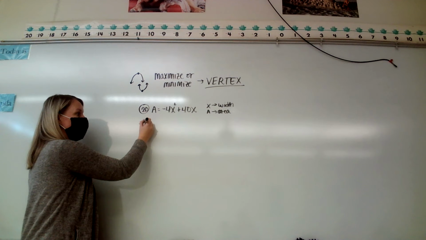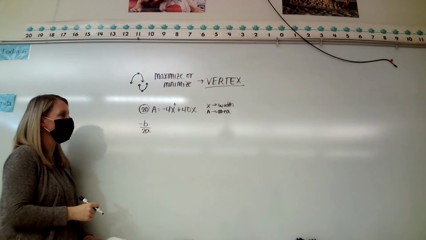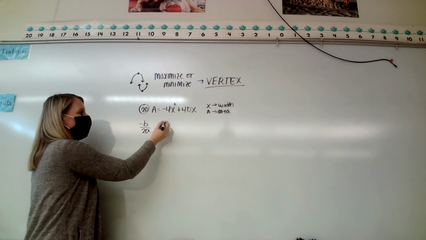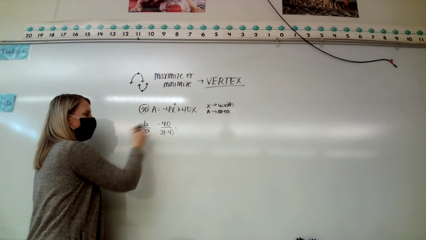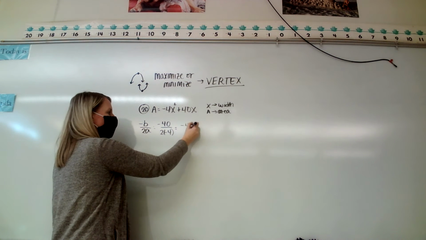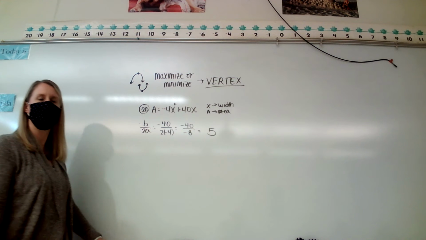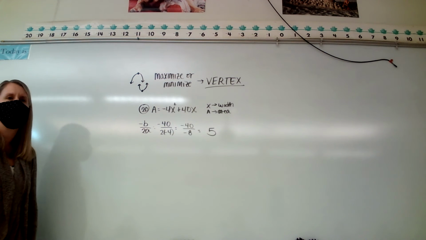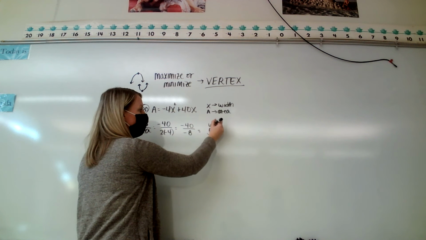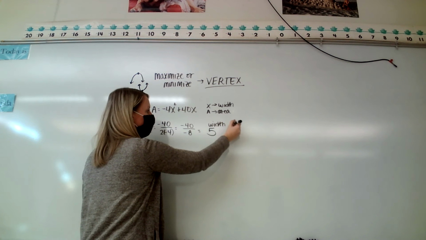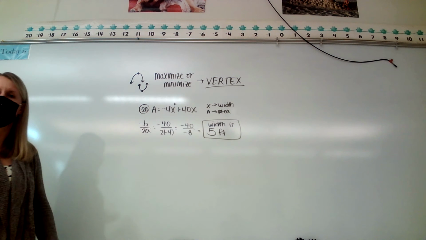We're going to do negative b over 2a. Technically this is a, this is b, there is no c. You can write plus 0 if you really please, but we don't even need it. So we're going to do negative 40 over 2 times negative 4, which gives me negative 40 over negative 8, which comes out to be 5. We just found the x of the vertex, and we know that x represents width, so the width is 5 feet. That's going to be the width that maximizes the area.